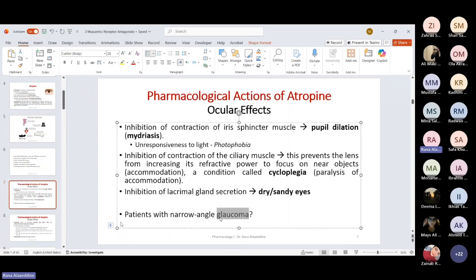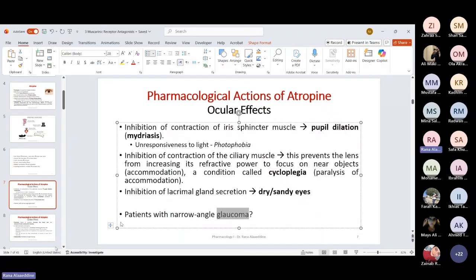These drugs over here are not good for glaucoma. The drugs in the previous lecture, the muscarinic agonists, are very good for glaucoma. So guys, drugs that cause mydriasis are not good for glaucoma. Can you take this as a note? Drugs that cause mydriasis are not good for glaucoma. All right?